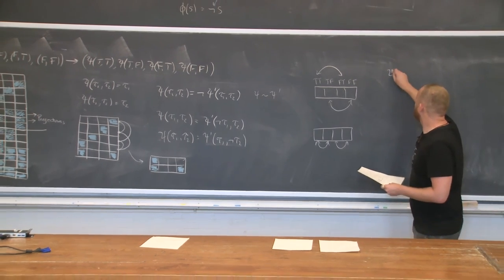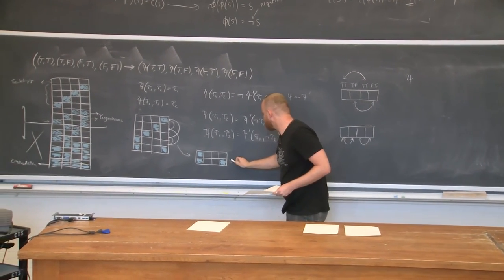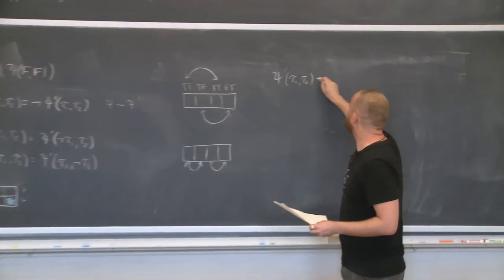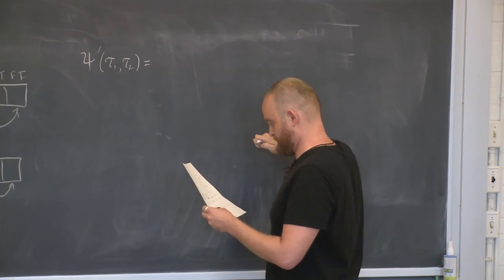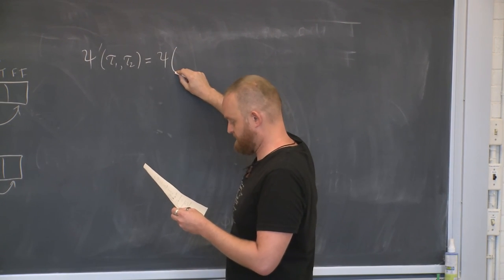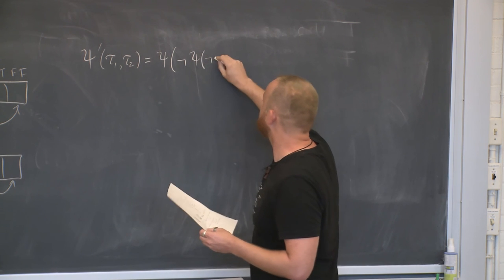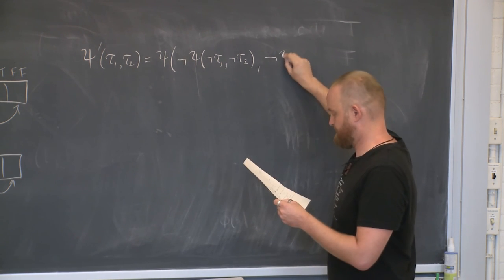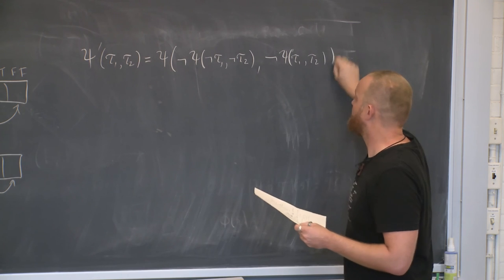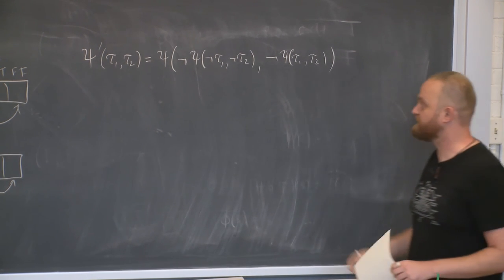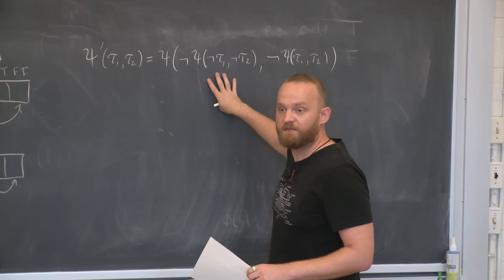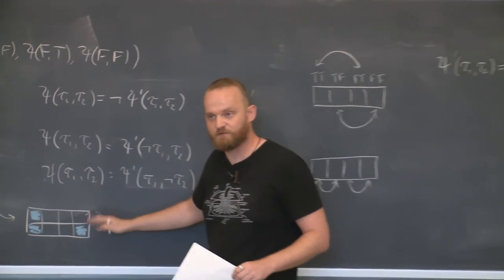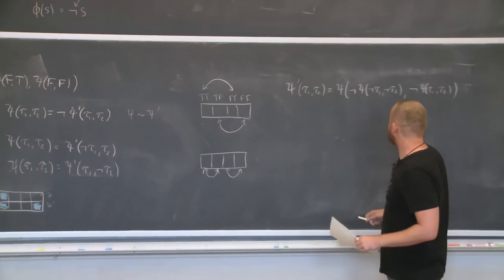But if we call this one here psi prime and this one psi, then psi prime of tau 1, tau 2 is equal to psi of the negation of psi of the negation of tau 1, the negation of tau 2, comma, the negation of psi of tau 1, tau 2. So we have to actually embed the binary connectives in one another. But if we embed them in this way, then it can be shown that these two give you the exact same truth table. So as an exercise, you can do this.